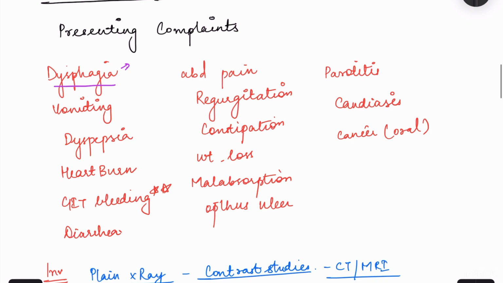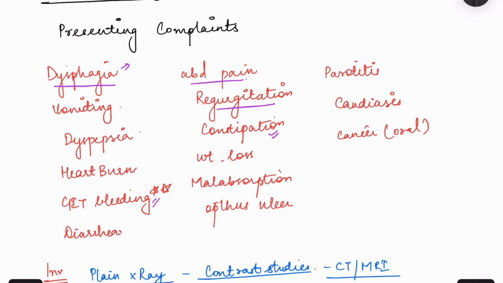Dysphagia is a swallowing difficulty, then vomiting, dyspepsia, heartburn, and GIT bleeding. GIT bleeding is the most important one, and it can be upper GIT bleeding or lower GIT bleeding. Next is abdominal pain and regurgitation. Regurgitation is a disorder of movement of food in the opposite direction, like from the stomach to the esophagus.